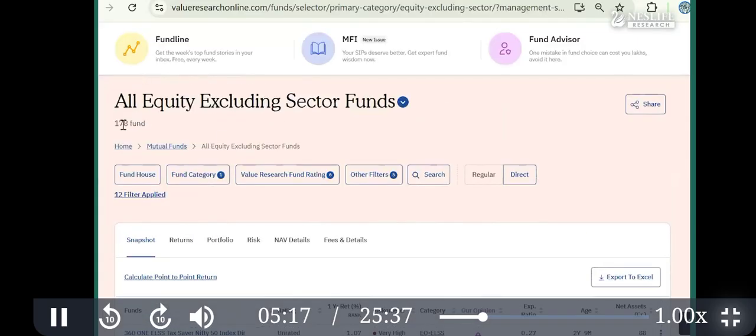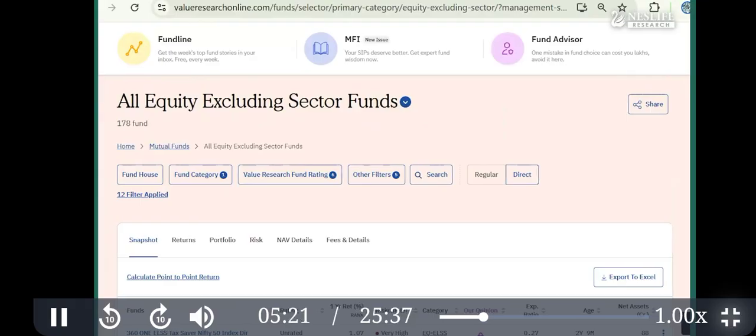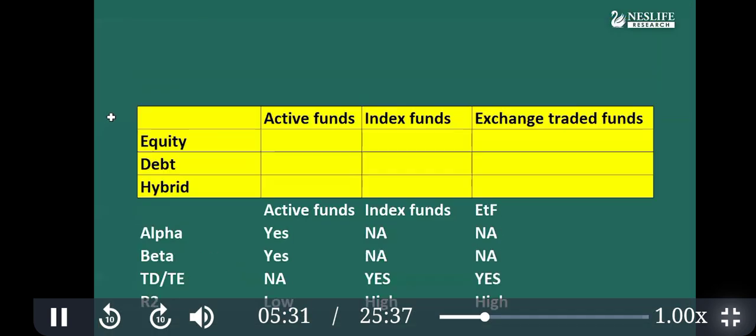Now you'll get the list of the index funds. So there are 178 index funds. Remember active funds, index funds, ETFs. Now we selected only index funds, and that too in the equity category. There may be index funds in the debt category as well, hybrid as well. You have to check it. First, let's focus on the index funds in the equity category.